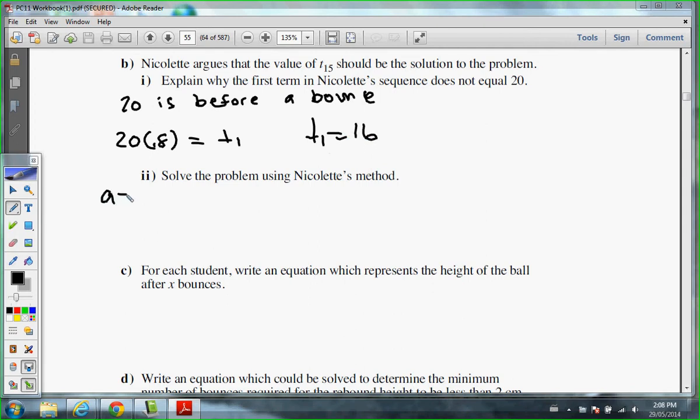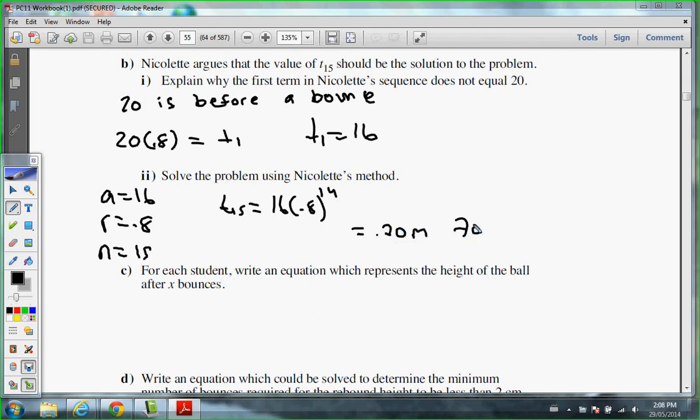So A is 16, R is 0.8, N is now, she can use the 15. So she can go T15 equals 16 times 0.8 to the 15 minus 1, which is 14. And she also gets 0.70 meters, which is 70 centimeters.